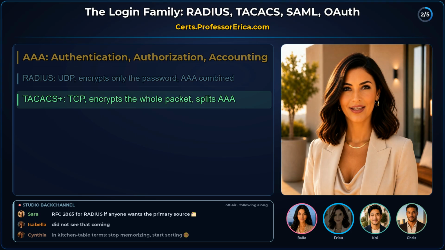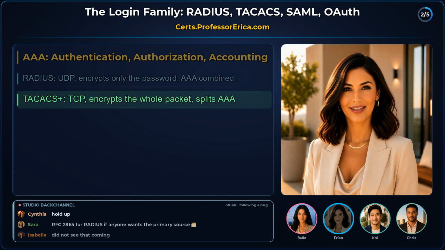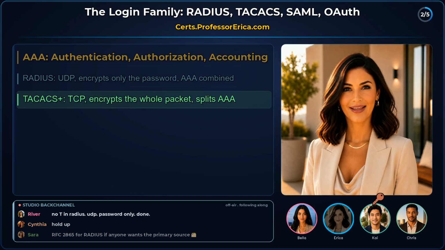TACACS+ is the mirror image, and the contrast is the whole point. It runs over TCP, it encrypts the entire packet, not just the password, and it splits AAA into 3 separate exchanges. That separation is exactly why it is the device administration protocol, the one that gives you per-command control over who can type what on a router.